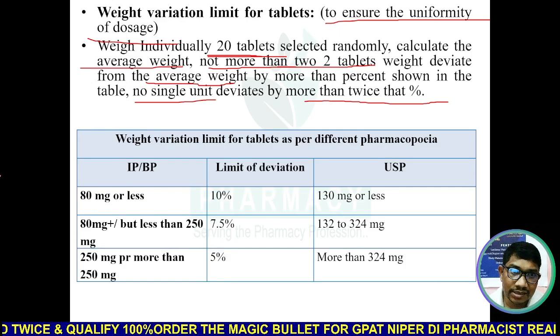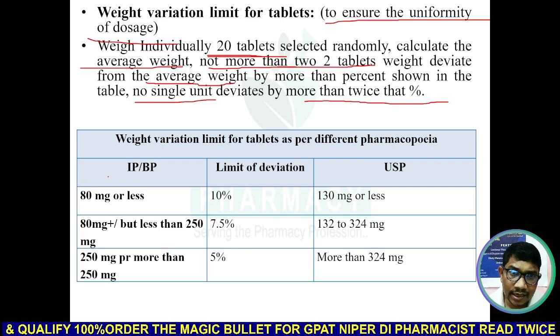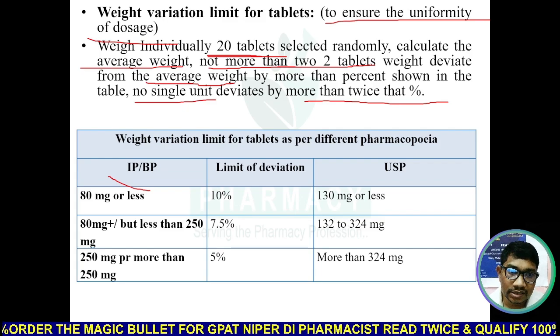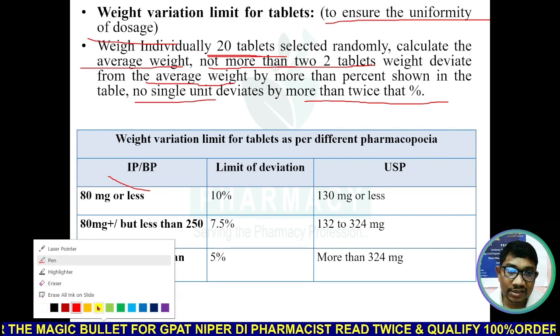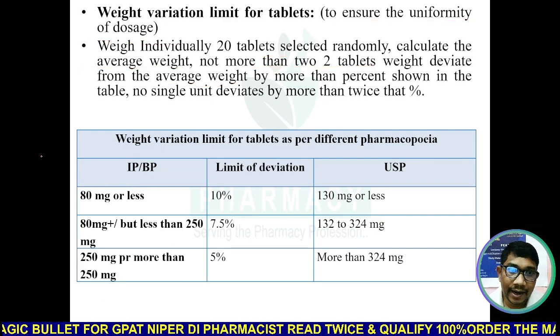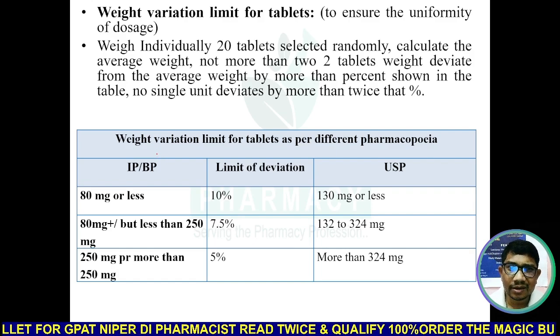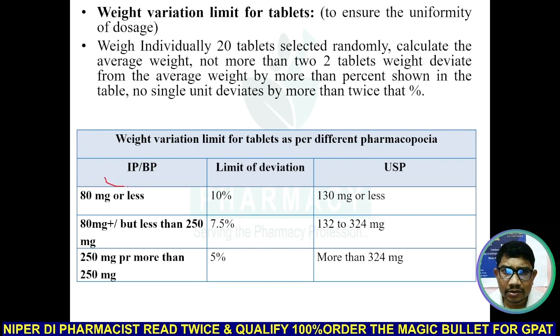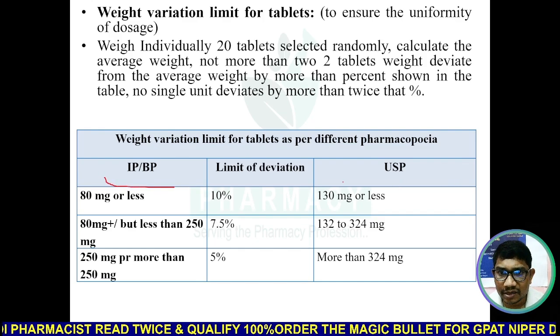Now the weight variation test is an official test in the Indian Pharmacopoeia, the British Pharmacopoeia, and also the USP, United States Pharmacopoeia. But the Indian Pharmacopoeia and British Pharmacopoeia have the same limits, and the USP has a different limit.